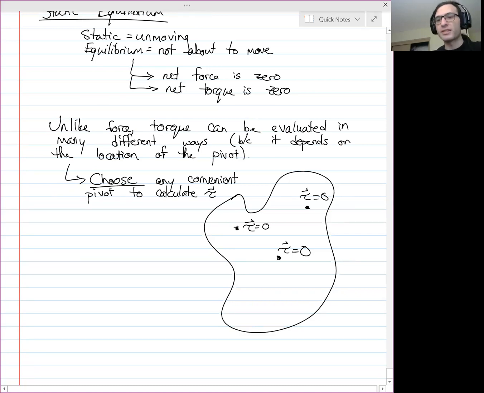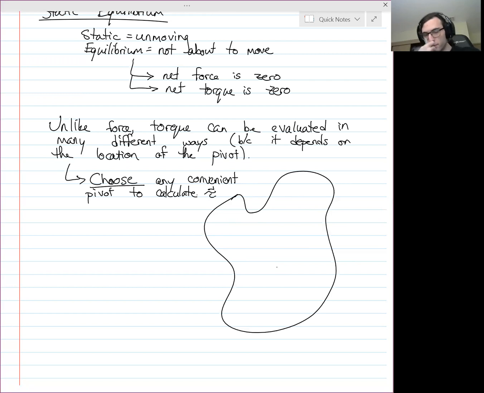That's what makes this both easier and harder, because if I just gave you this lump and told you it was in static equilibrium, that doesn't imply that there's any particular pivot point. It's not moving, so there is no pivot point, actually. So which one do you choose to calculate the torque? Well, what makes it hard is that you get to choose, but what also makes it easy is that you get to choose. That's because if the torque is 0 about one pivot point, then it'll be 0 about any pivot point. That's just a general feature. So it doesn't matter which pivot point you choose, they're all good.